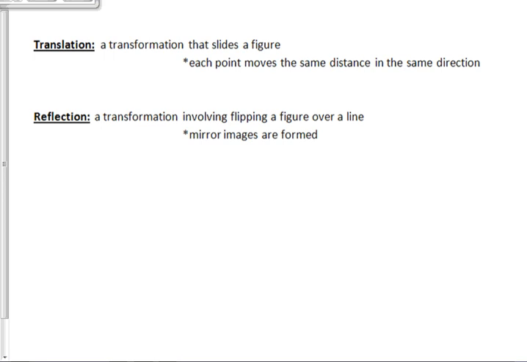We have two different types of transformations that we'll talk about. One being a translation. A translation is simply a slide of a figure. Each of the points on the graph or object would move in the same direction and the same distance.